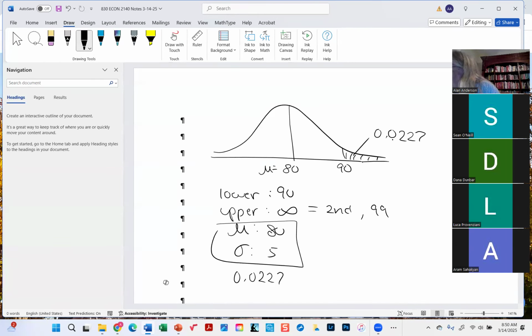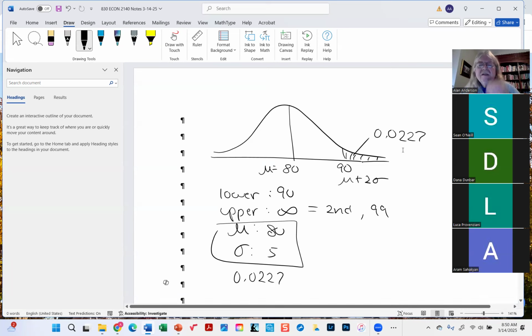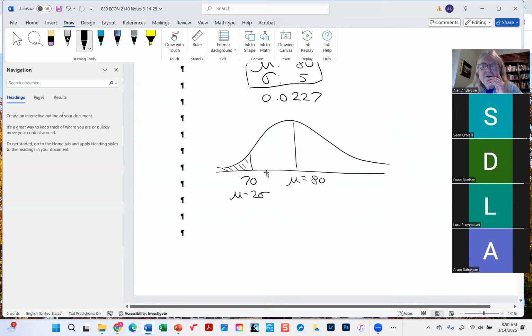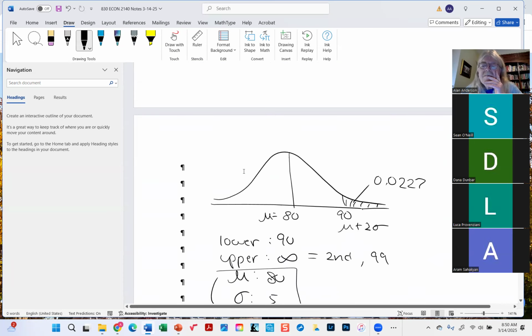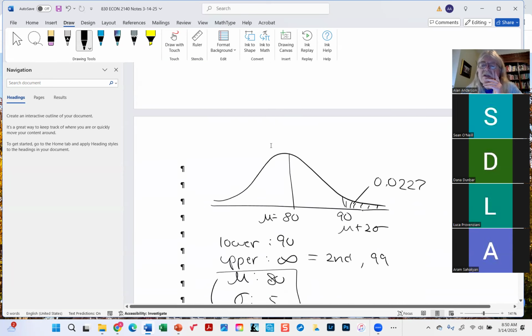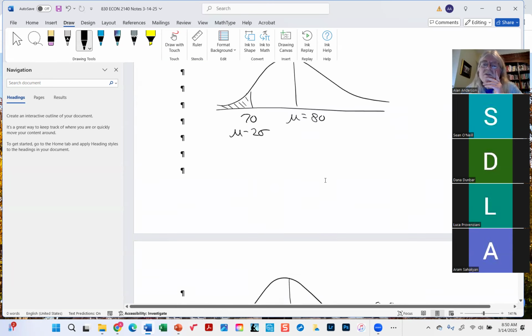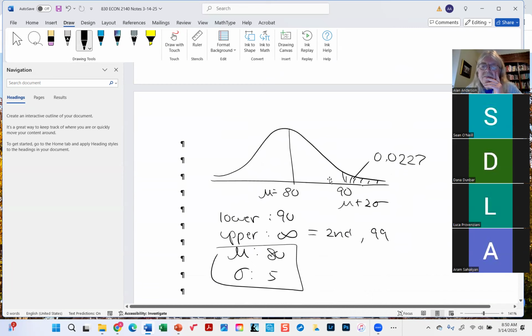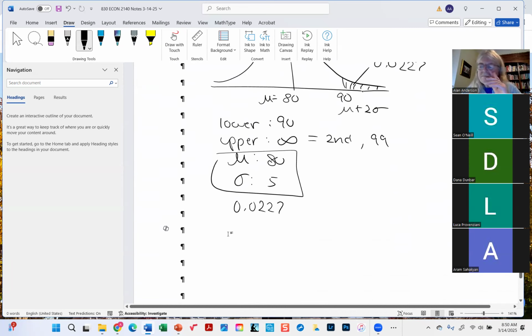This 90 is actually mu plus two standard deviations. So naturally, this one is two standard deviations below the mean, and this one is two above. Or you can think of it in terms of the points on the exam. This is 10 points below, this is 10 above. Therefore, the two must be equal to each other thanks to symmetry. So just a little side note here.